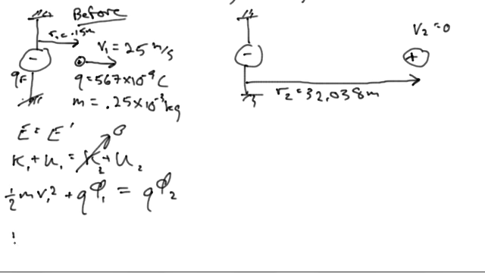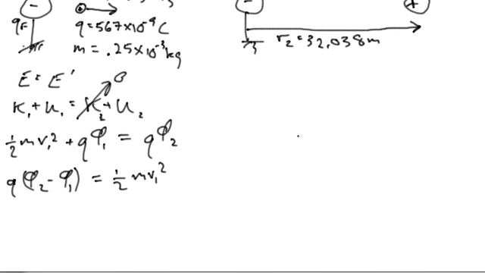So let's see. I'm looking for the charge that's wrapped up in both of these phi's. I think I'll go Q times phi 2 minus phi 1 is equal to 1/2 m v1 squared. And then let's try simplifying these phi's. It's going to take me a little bit of space, so I can keep on going here.